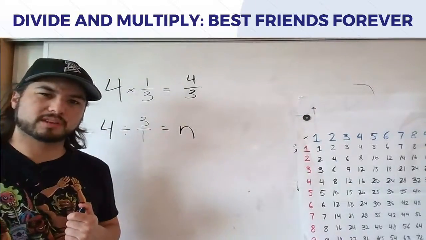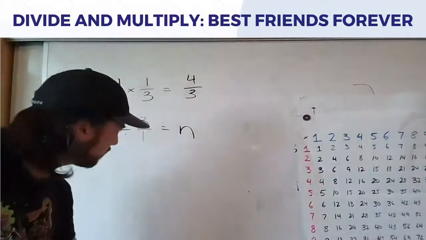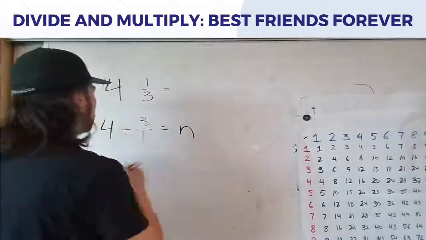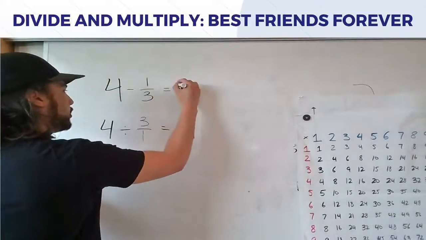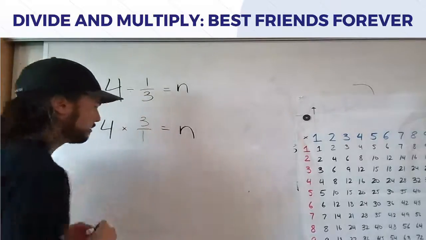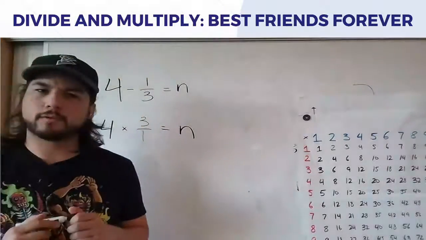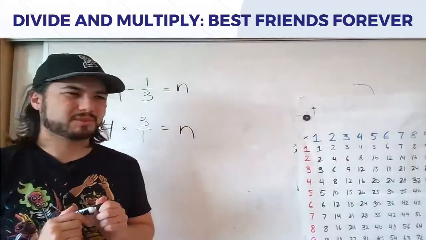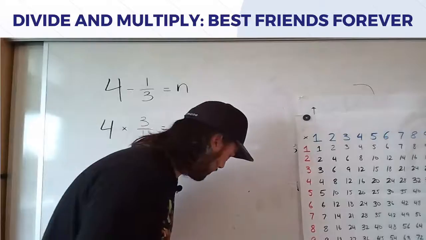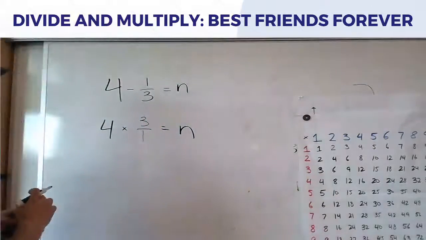I wonder if that works the other way. I wonder if that works the other way with 4 divided by 1/3 equals n. Does that equal 4 times 3/1, or 4 times 3 wholes? Well, let's think about this. Go back to our conceptual understanding here.